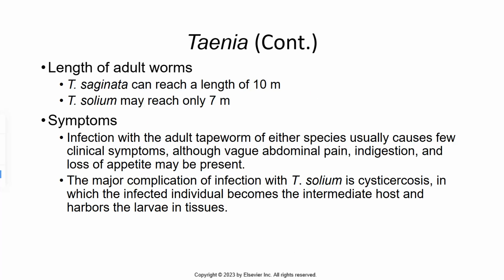The length of the adult worms are a little bit different. T. saginata is a little bit bigger because that's the cow one. T. solium is the pig one, a little bit smaller. Symptoms: infection with the adult tapeworm of either species usually causes a few clinical symptoms, although vague: abdominal pain, indigestion, loss of appetite. The major complication of infection with T. solium is cysticercosis, in which the infected individual becomes the intermediate host and then harbors larvae in the tissues.